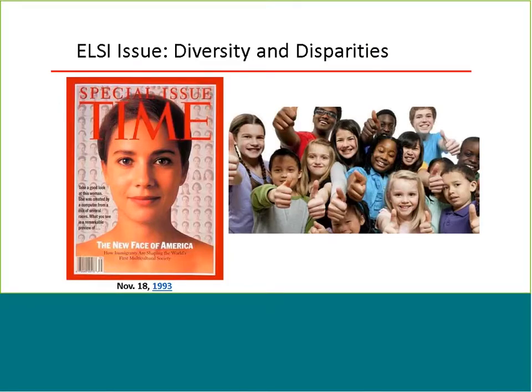The other issue that often comes up, and has already been touched on today, is diversity, representation, and equity. I picked this Time magazine cover, which says, take a good look at this woman. She was created by a computer from a mix of several races. What you see is a remarkable preview of the new face of America. That was a Time cover from 1993, which is somewhat stunning in showing how far we've come, or not come, with regard to the new face of America.